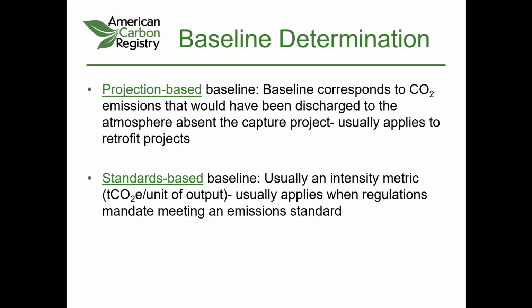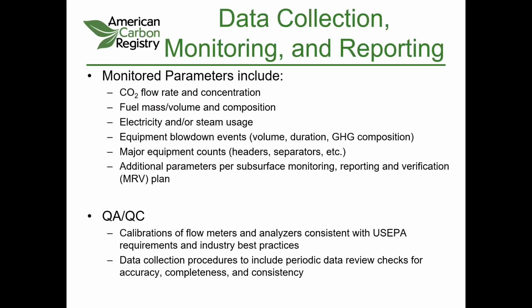In terms of getting at what that net benefit is to the atmosphere, we need to determine a baseline and then compare that to how much CO2 is being injected. So there's a projection-based baseline and a standards-based baseline. It's really very project-specific, and the methodology goes into this in great detail. But the takeaway message here is that we really need to know how much CO2 would have been emitted, and then how much CO2 is being sequestered, less the process and project emissions, so that we're able to determine that net benefit to the atmosphere.